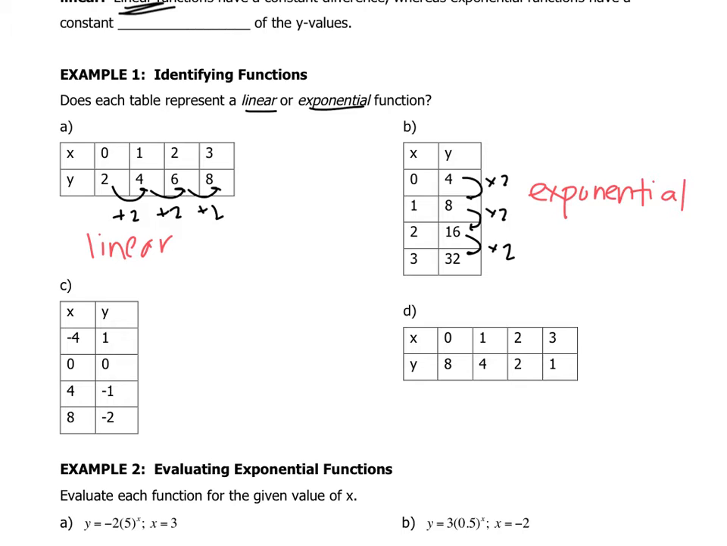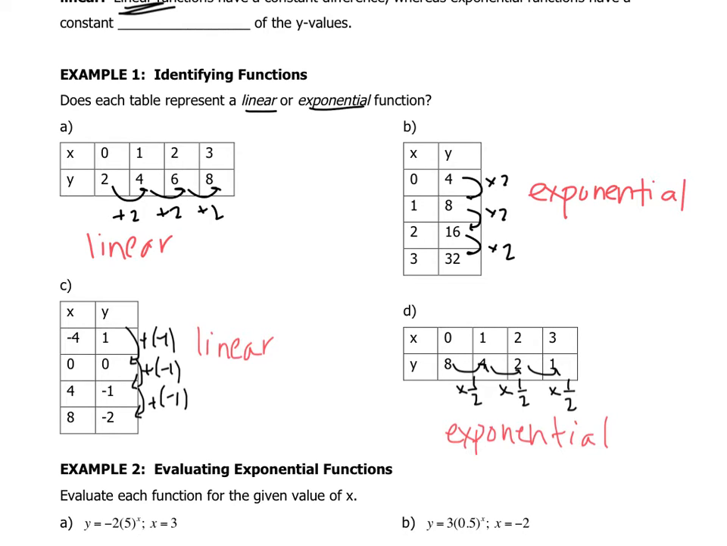All right, I'd like you to pause the video and try C and D on your own. All right, I changed this to say plus -1, so that way you could see that it is a constant addition every time, whereas this is a constant multiplication where it's being multiplied by 1/2. We always think of the ratio as what you're multiplying by, so if it's a division, figure out a way to write it as multiplication.